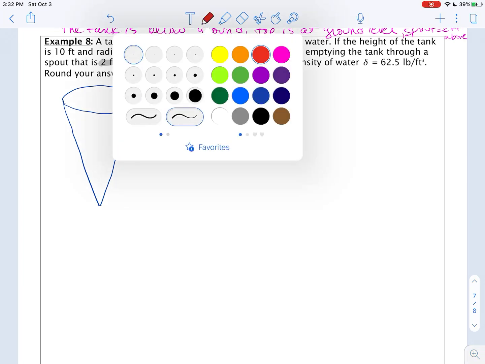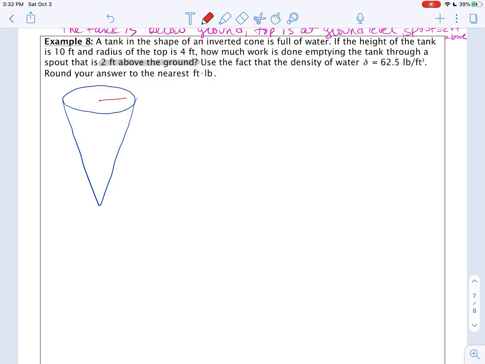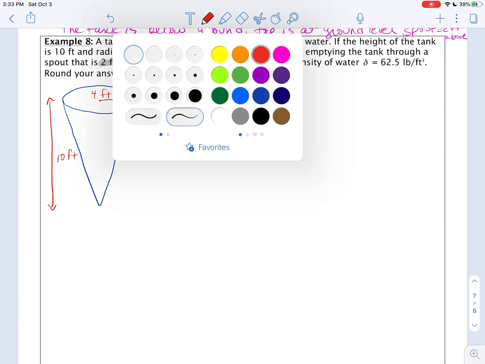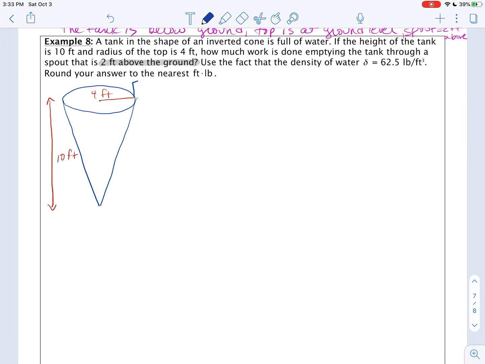I do know that my facts in here, I know that this is 4 feet. I know that the height of my cone is going to be 10 feet. Okay, I know that there's going to be a spout that is going to be 2 feet, right?